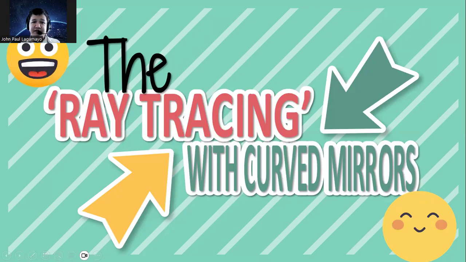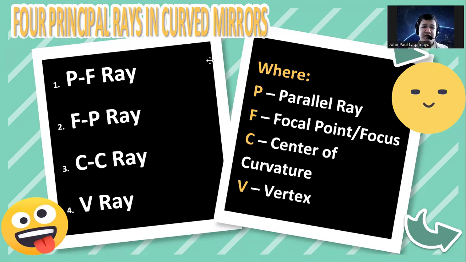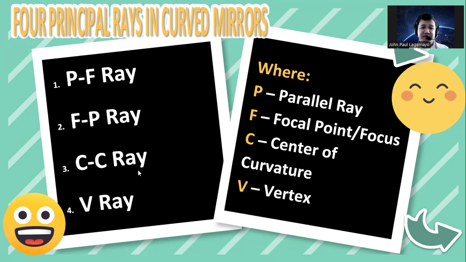So let's now talk about ray tracing using the curved mirror, which is represented by four principal rays that we commonly use in ray diagramming: the PF ray, the FP ray, the CC ray, and the V ray. These are very important rays because without these, we cannot locate where the image is created in the concave and the convex mirror.